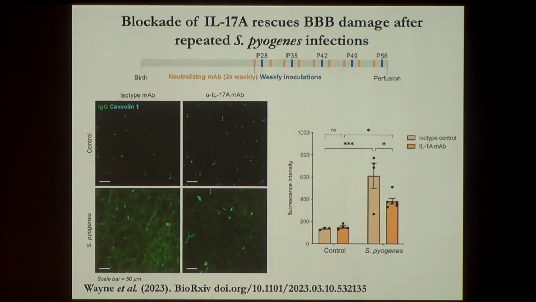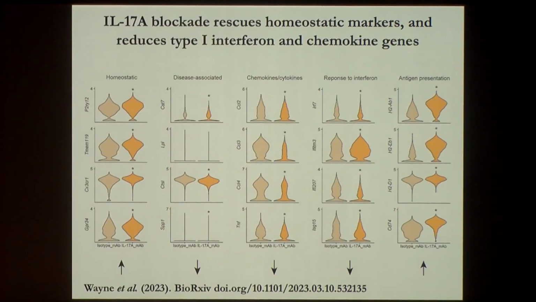But what was interesting to see is that indeed when we looked at blood-brain barrier function in the IL-17 administered, basically we saw a rescue of the BBB leakage. And when we look at the microglial response, it's interesting to see that this also mirrors a lot of what happened with the RORγt deficient mice, that there was an upregulation in the homeostatic genes and then a downregulation in disease-associated chemokines and cytokines response to interferon. But similar to the RORγt deficient mice, there was a high upregulation in antigen presentation.